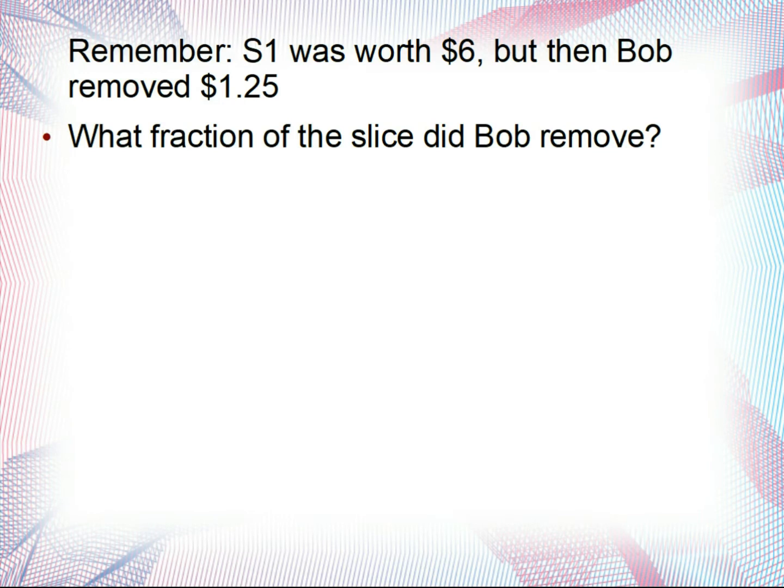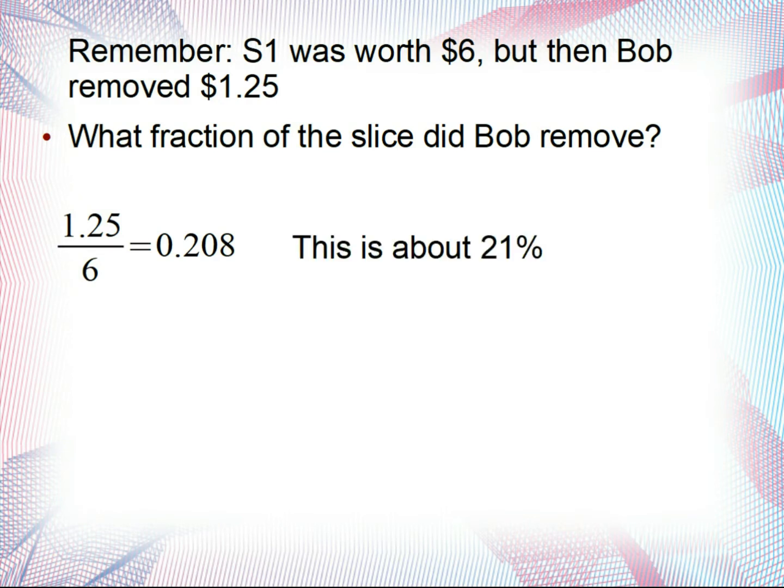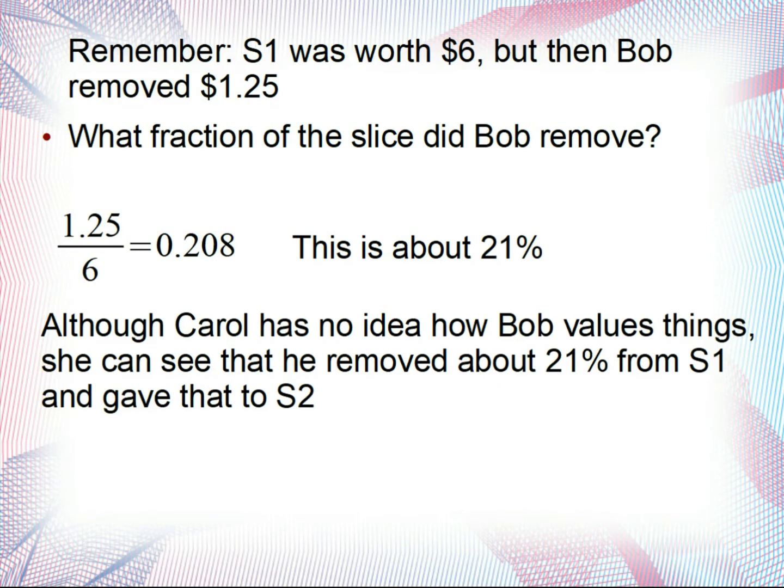So we have to ask this question. What fraction of the slice of cake did Bob remove? We can figure this out by just setting up a fraction here. We're going to take $1.25 because that's what he removed, divided by 6 because that's how much it was originally worth. And if you divide this out, you get 0.208 and other numbers. So this is about 21%. Remember, to convert a decimal to a percent, we just multiply it by 100. So Carol has no idea how Bob values things, but she can see that he removed about 21% from slice 1 and gave that to slice number 2.